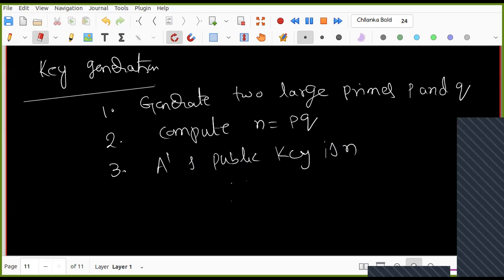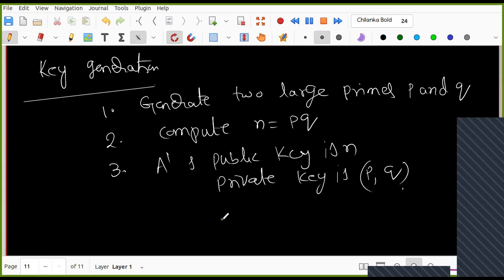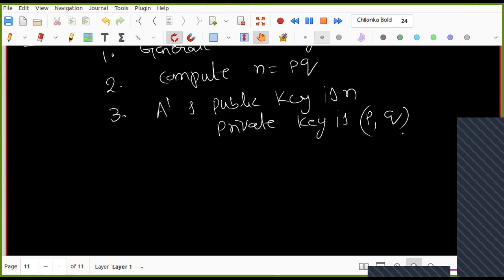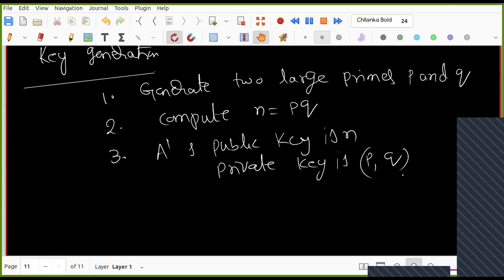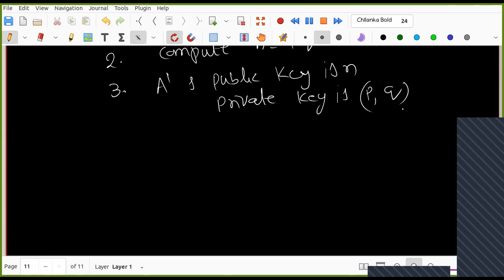Any questions here? Nothing, right? This is key generation. Again it is the same as before, but much simpler. There I had to compute phi of n and E, D, all that. Here only n is the public key and the private keys are P and Q. Now what is the algorithm?